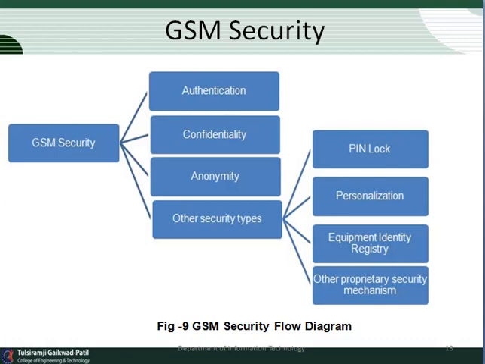Means we can communicate from one person to another person or one device to another device. We can establish any communication between one device and another device. But while sharing any information from one device to another, from one location to another, we have to maintain security, we have to keep our confidential data safe. So there are attributes of GSM security, that is authentication, confidentiality, anonymity, and other security types.